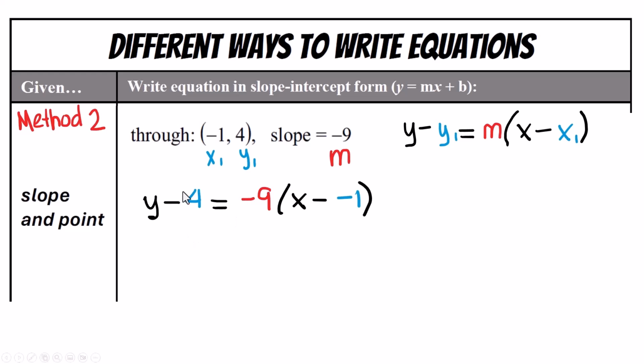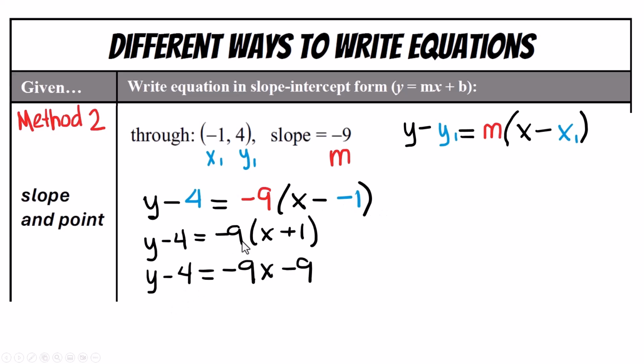We're going to simplify. y minus 4 equals -9 times x plus 1. This works out to be a plus because there's a double negative. I use the distributive property. -9 times x is -9x. -9 times 1 is -9. Now we are going to solve for y, so I'm going to add 4 to both sides. We got the same answer.